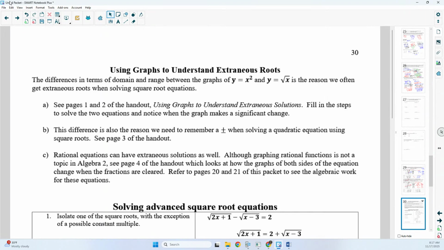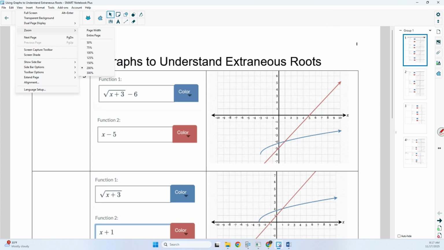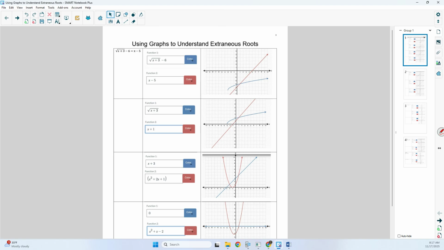You can just look along if you're at home watching the video, get it from me a different day. See pages 1 and 2 of the handout, using graphs to understand extraneous solutions. And we're going to fill in the steps and see why this happens. So we're switching over to this handout now. And I'm going to zoom out a little bit on this so that we can see the full process together. So it's going to be a little small, but hopefully you have the handout.